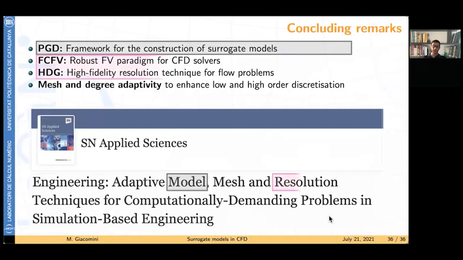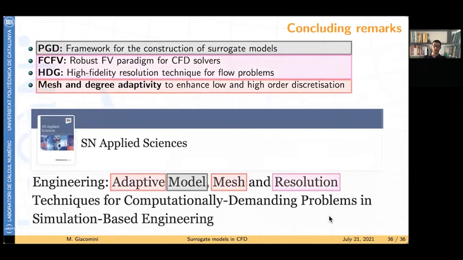The first one is the proper generalized decomposition to construct surrogate models. Then I moved to the face-centered finite volume method and the hybridizable discontinuous Galerkin method, which provide low and high order frameworks which are robust, meaning they do not rely on user-defined parameters for the solution of flow problems. And eventually, I briefly mentioned mesh adaptivity. Of course, we can also perform degree adaptivity. I didn't have the time to enter into details.